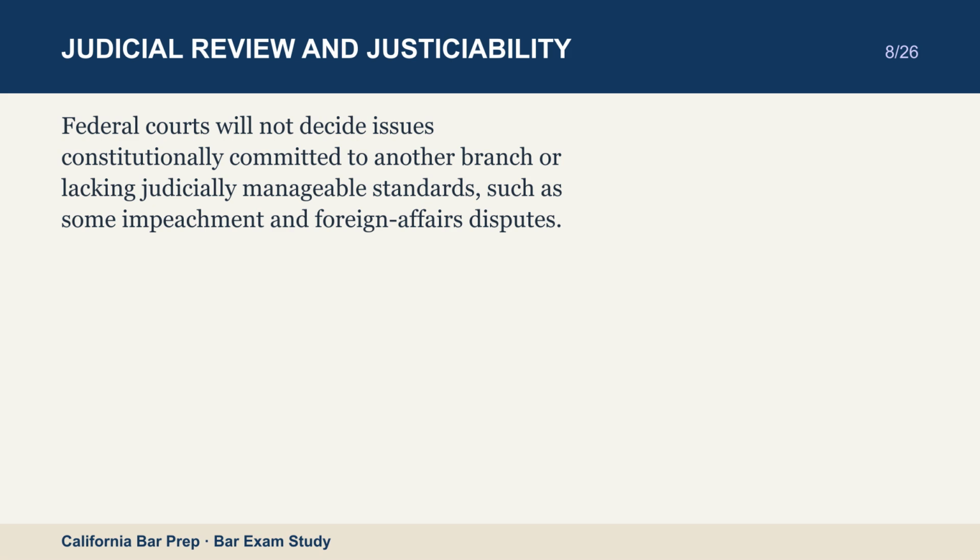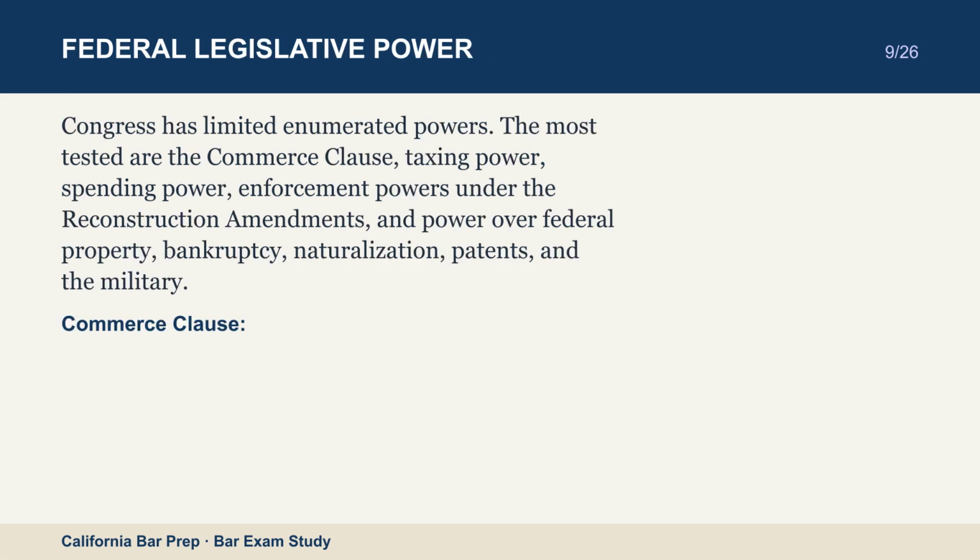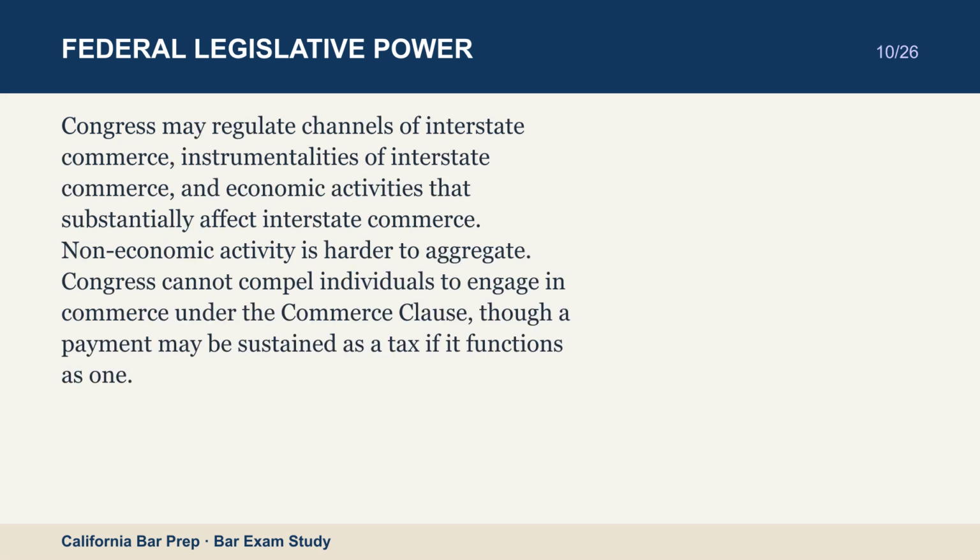Congress has limited enumerated powers. The most tested are the Commerce Clause, taxing power, spending power, enforcement powers under the Reconstruction Amendments, and power over federal property, bankruptcy, naturalization, patents, and the military. Commerce Clause. Congress may regulate channels of interstate commerce, instrumentalities of interstate commerce, and economic activities that substantially affect interstate commerce. Non-economic activity is harder to aggregate.